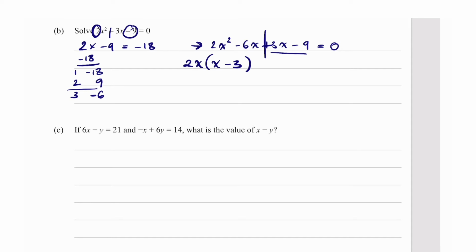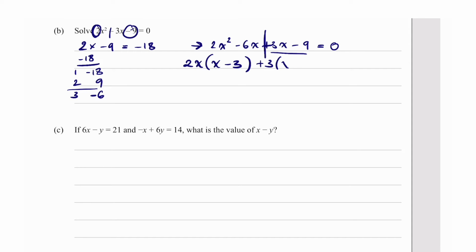Let's take a look at the second part now. What is the common term? Well, we can see that both 3x and negative 9 are multiples of 3. So I'm going to take 3 out, but note that both of them don't have x, so I can't take x out. Now 3 multiplied by what gives me 3x?